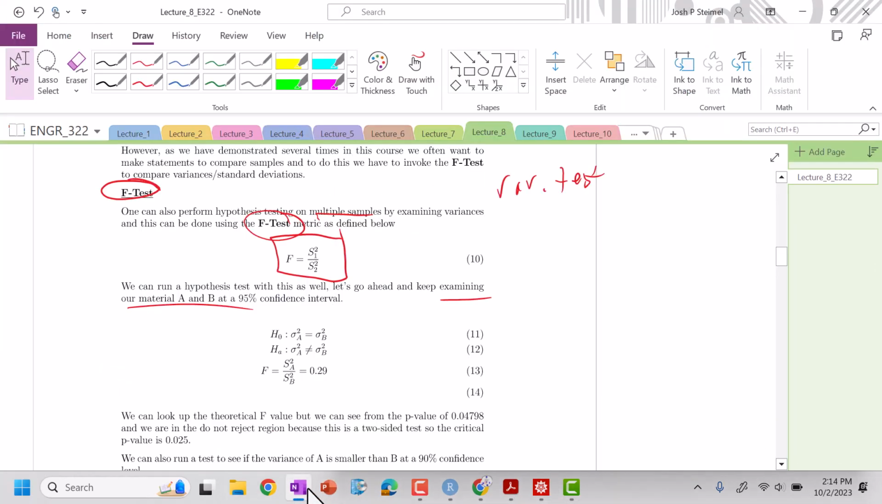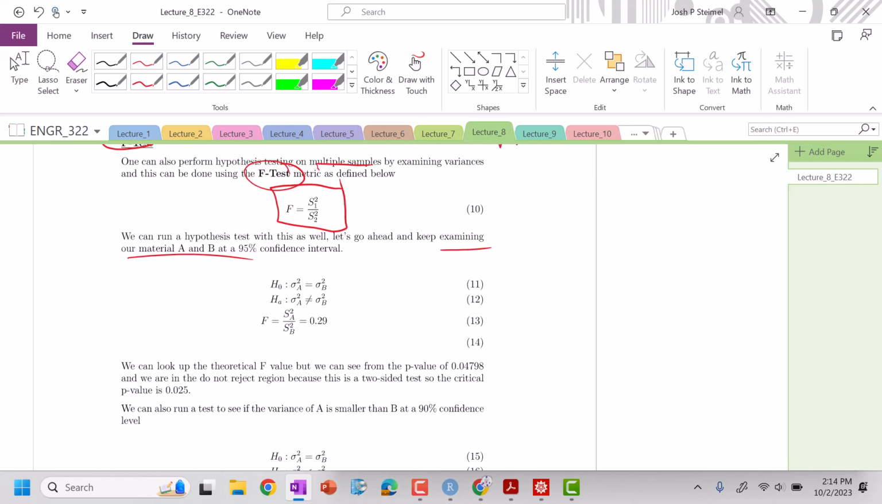You can look up a theoretical F value, but those tables are awful. They are very, very arduous, unfortunately. But again, this is a two-tailed test. So we can take our last couple steps and say that our alpha value is 0.025, but our P value was 0.04. So we know that we're going to fall in a do not reject region because it's a two-sided test.